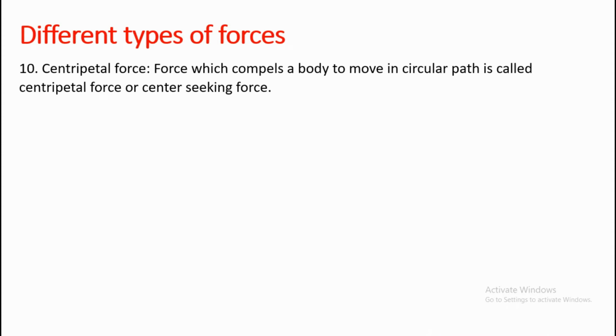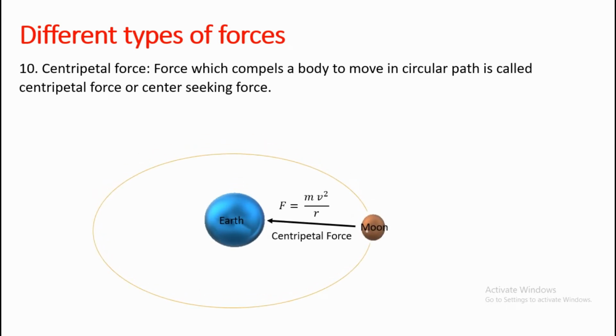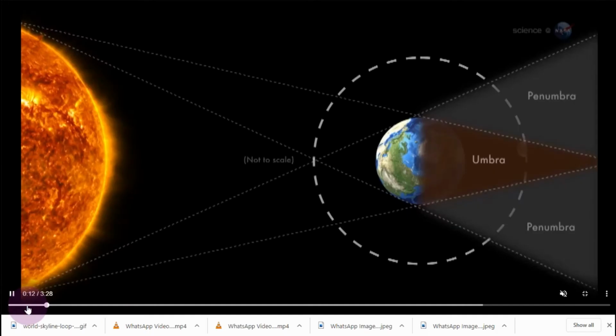Centripetal force. The force which compels the body to move in a circular path is called centripetal force or center-seeking force. For example, the moon orbits around the Earth, and the force exerted by Earth on the moon is centripetal force. It always keeps the moon in the circular orbit. The formula of this force is F = mv²/r, where m is the mass of the moon, v is the velocity of the moon, and r is the radius of rotation.